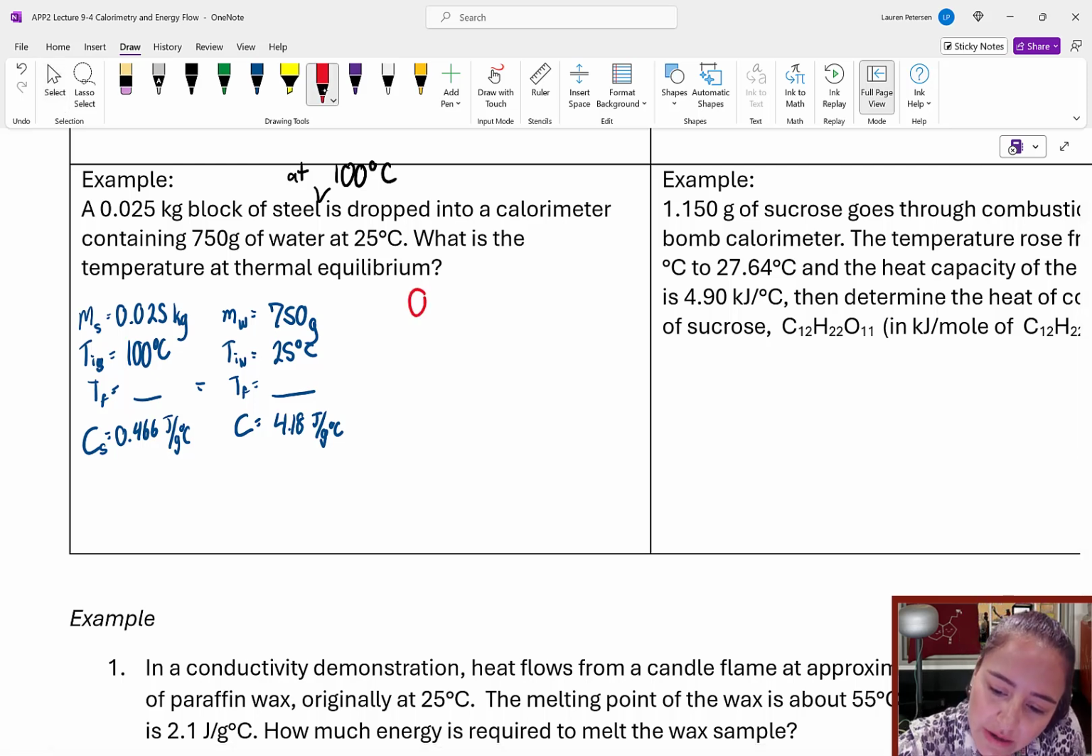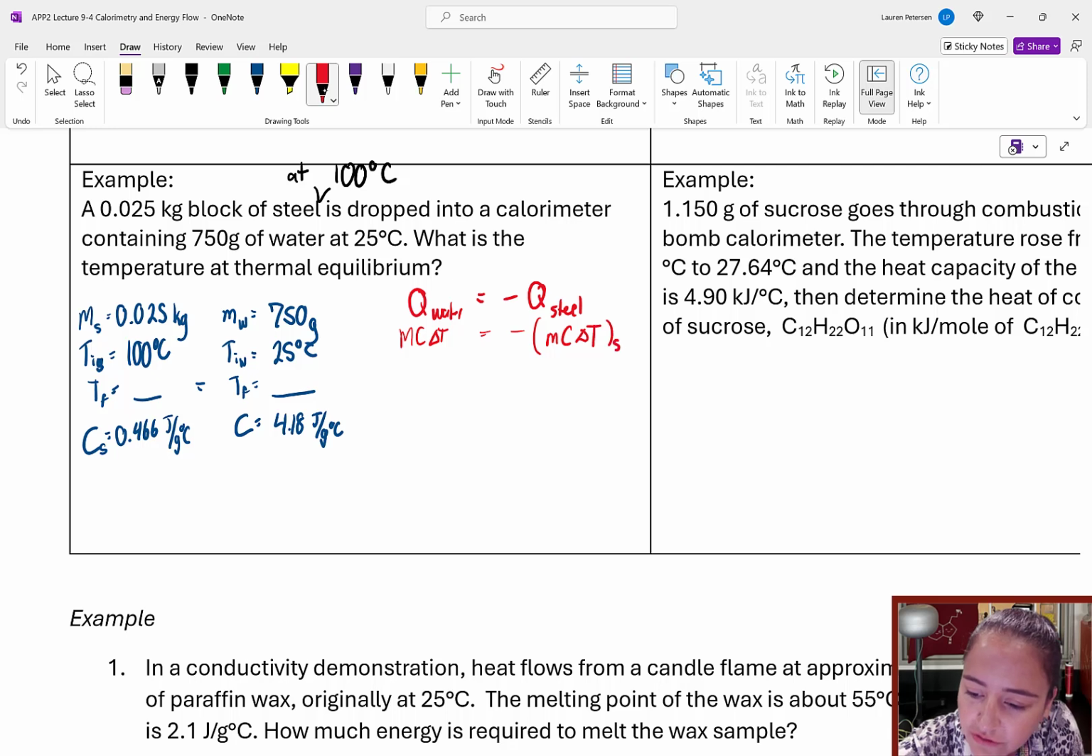Okay, so we have the Q of the steel will equal, or actually let's start with the water because that's what we have more information about. Q of the water will equal negative Q of the steel. Okay, so Q water, we have the MC delta T, and then we'll have negative MC delta T for the steel. Okay, I like to just plug in and then do the algebra, so that's the way I'm going to do it. But we could totally reorganize this equation to solve for T final.